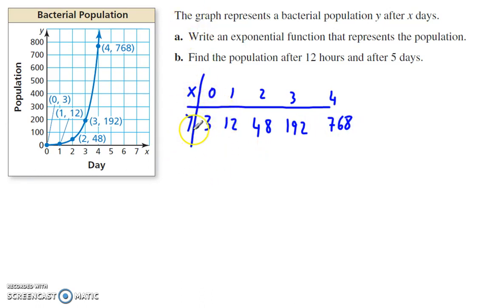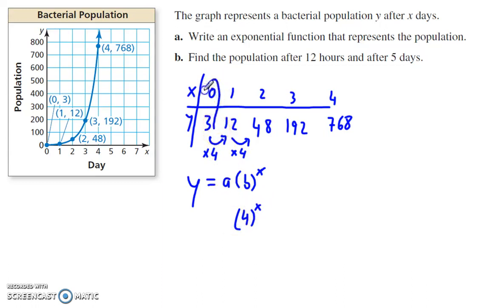Now, if I want to write an exponential function, remember we had y equals a times b to the x power. Okay. I have to find the common factor. 3 times what gives me 12? 12 times what gives me 48? This is times 4. Check the next one. That's also times 4. Okay, so the common factor is times 4. That's b, 4 to the x power. A was the y-intercept, so a is 3. So y equals 3 times 4 to the x power.